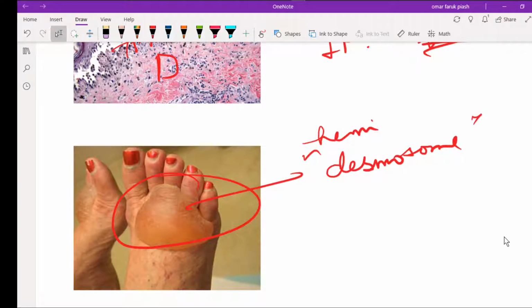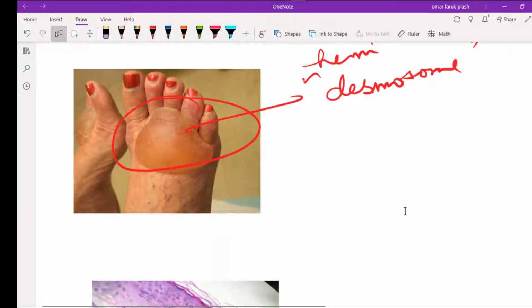And it's a tight, tough bulla. It doesn't rupture easily. Tense bulla that doesn't rupture easily. And in here there is IgG antibody against the basement membrane collagen. On the other hand, in pemphigus vulgaris there is IgG antibody against the desmoglein, but in here there is IgG antibody against the basement membrane collagen.